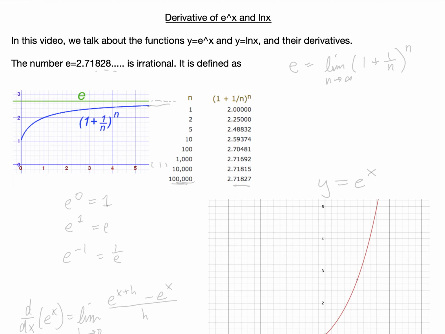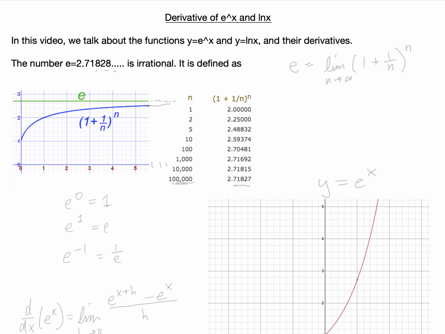In this video, we're going to talk about the functions e to the x and natural log of x, and also talk about their derivatives. So we'll start by talking about the number e. The number e is approximately 2.71828, but it is irrational, meaning that that decimal expansion never terminates or repeats.